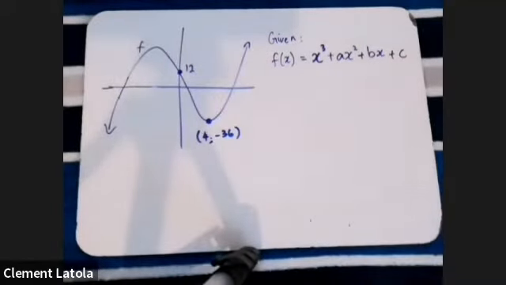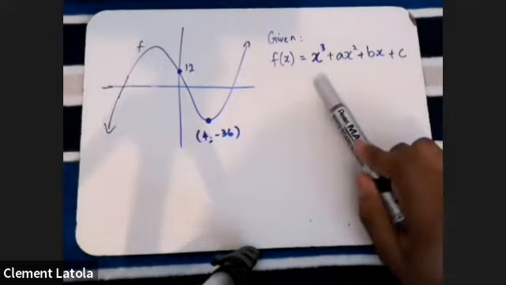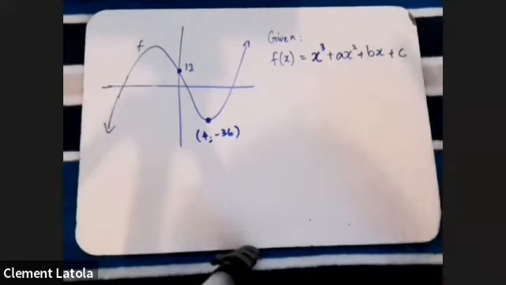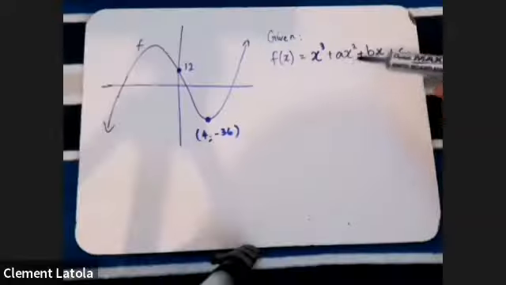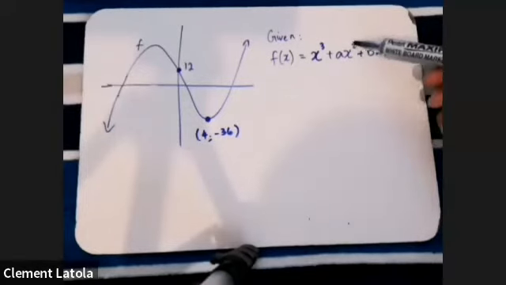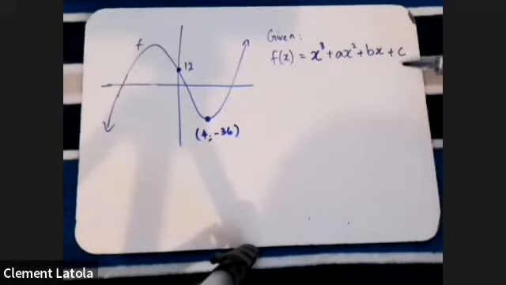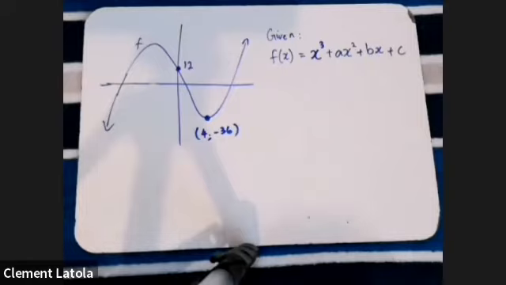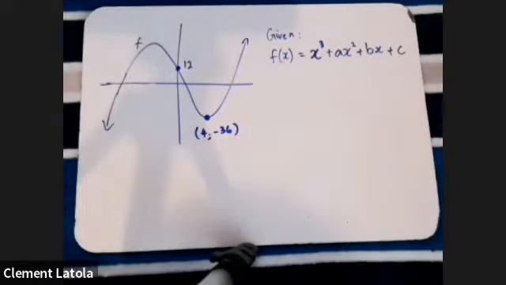Okay. So here we are given the function f, which is x cubed plus ax squared plus bx plus c. Okay, there are three unknowns in this equation. It's the number in front of x squared, then the number in front of x, and the constant, which is usually the y-intercept. In fact, which is the y-intercept in this case.